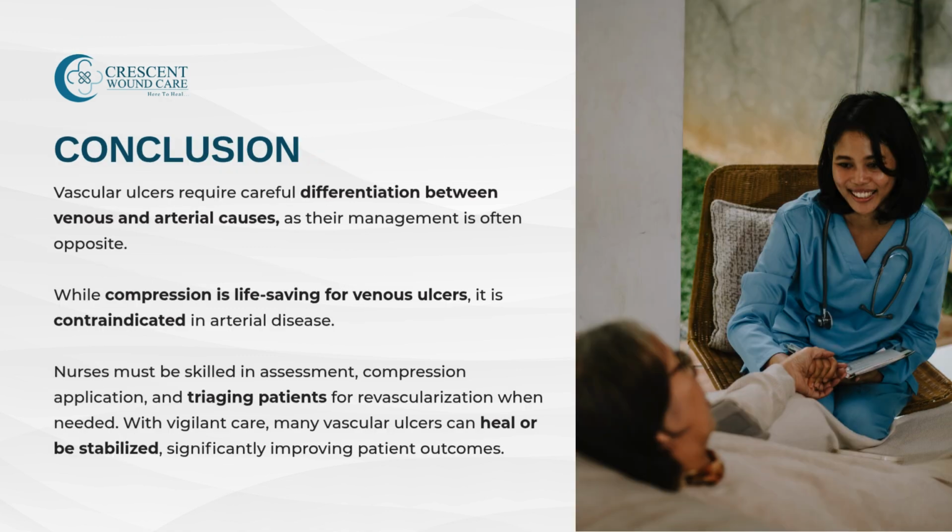Let's bring it all together. Vascular ulcers can be stubborn and dangerous. They're more than just a wound. They reflect deeper problems with circulation that, if untreated, can lead to severe infections, hospital stays, even amputations. That's why your first step is always correct diagnosis. Is it venous, arterial, or mixed? Because treating the wrong way can actually make things worse.